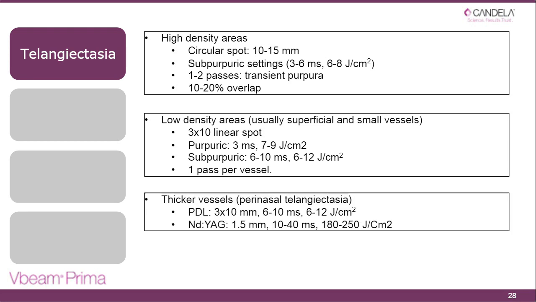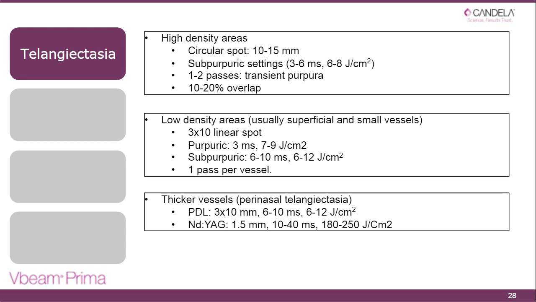Using very thick vessels, for example, the vessels around the nose, depending on the depth that you see of this vessel: when they are more superficial, the small ones, I prefer to use the PDL with a 3 by 10 millimeter spot. But when they are thicker, deeper vessels, I prefer to use the Nd:YAG. I use the small spot that I've got, which is the 1.5, because it's going to be more superficial, but deep enough to treat these vessels without causing any scarring or blisters.